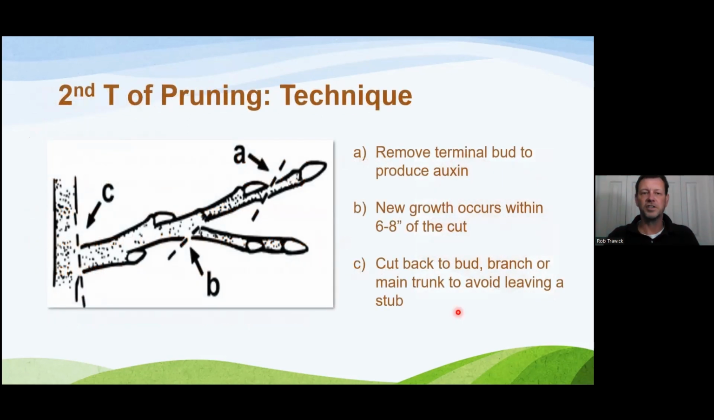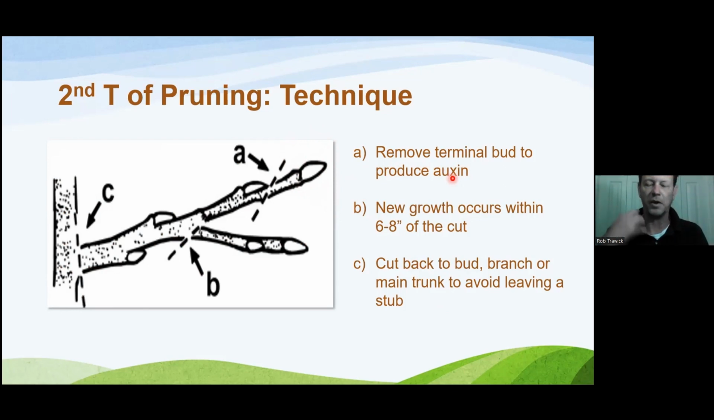So getting into the second T of pruning, we're talking about technique. We started with tools, now we're moving on to technique. The big thing here is we're getting into the biology of this. Now, this is a terminal bud. What you've got to understand about this terminal bud is that it produces a plant hormone called auxin.